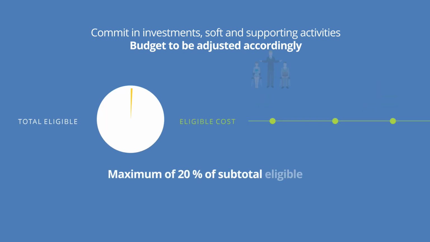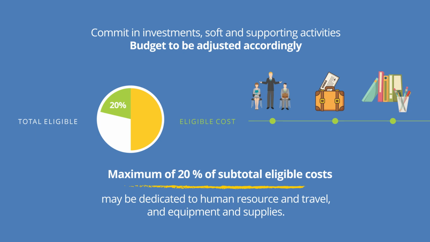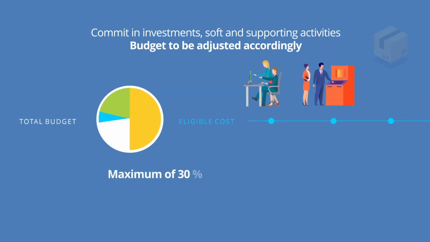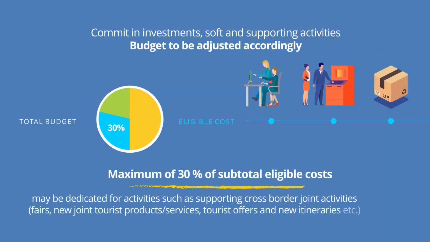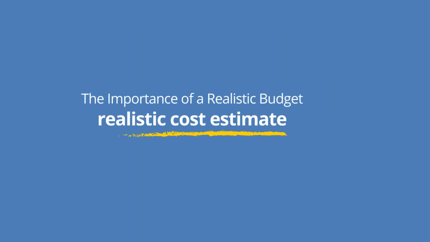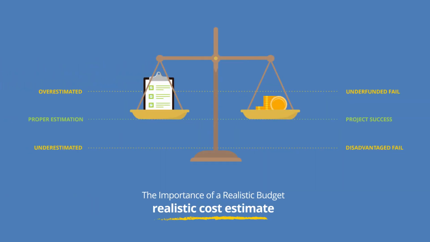Depending on the guidelines of each call for proposals, your project will have to commit a certain amount of funds to investments. The other part of the funds needs to be committed to soft and supporting activities. The importance of a realistic budget. Planning a project budget is a complex task. It is important to have enough time to include all necessary costs and make a realistic cost estimate.